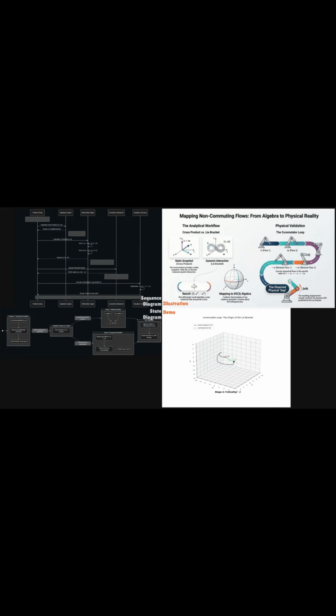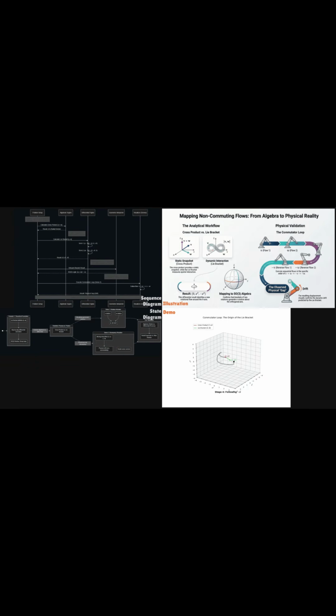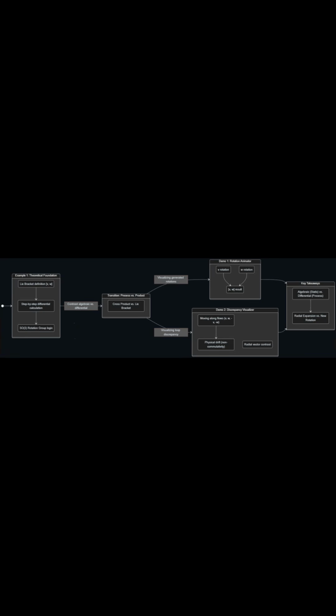The process begins by establishing two primary rotational flows. At the algebraic stage, a standard calculation provides a static view, a snapshot of the relationship between vectors at a single point. This result points radially outward, like a spoke on a wheel.